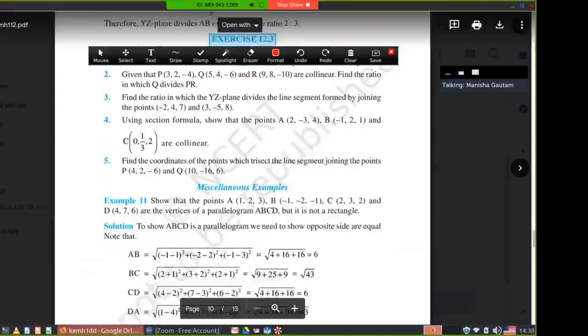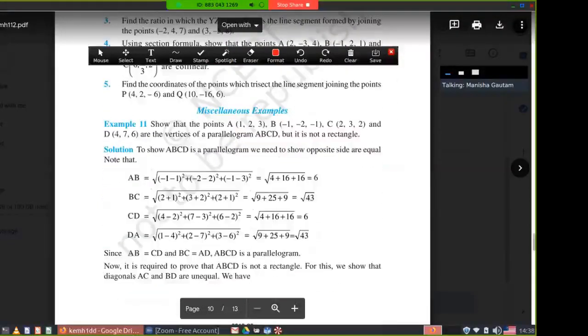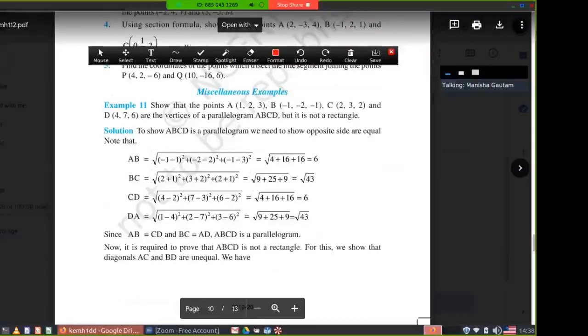Let's see examples of the miscellaneous exercise, example number 11. The question is, show that the points A, B, C, and D are the vertices of parallelogram ABCD, but it is not a rectangle. Now, whenever there is a geometrical shape in any question, you must know the properties of the geometrical shape. Here, two types of shapes are given in the question. One is a parallelogram, and the second word used is rectangle.